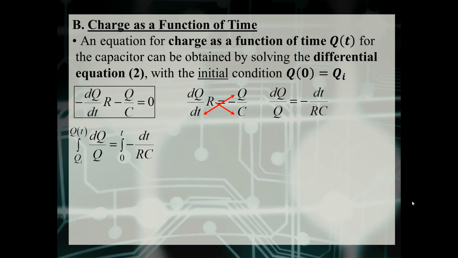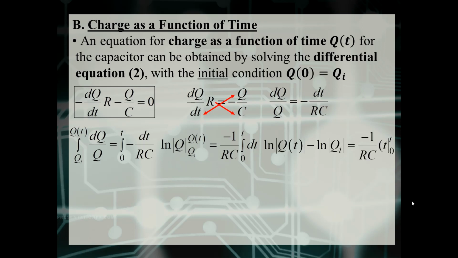The left-hand side is in the format 1 over x dx, so the antiderivative of that would fall into the ln format. On the right-hand side, before we integrate, we can pull out what's constant, which is the negative and the RC. So the left-hand side becomes ln absolute value of Q, evaluated from Qi to Q of t, and that would be equal to negative 1 over RC times the integral from 0 to t of dt.